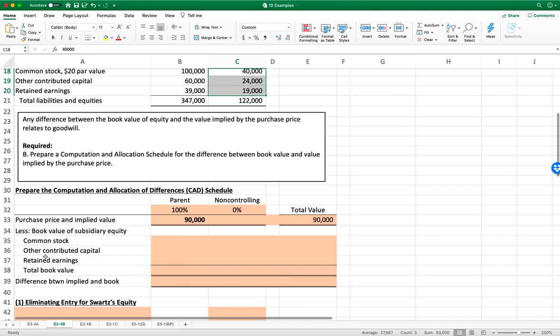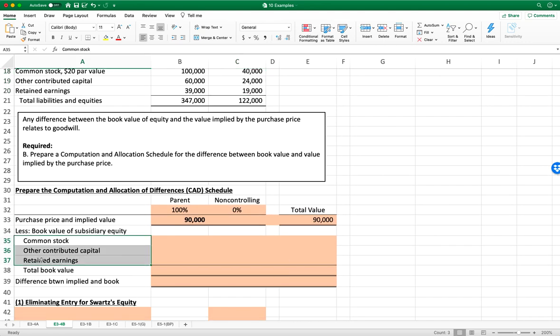I've already put those into our computation and allocation of differences schedule for us. So there's 3 equity accounts in our CAD. Now, had the company had 5 equity accounts, we would have 5 lines here. If the subsidiary had 2 equity accounts, we'd have 2 lines here. Every single equity account should appear in the computation and allocation of differences schedule.